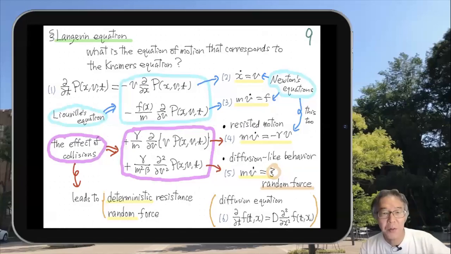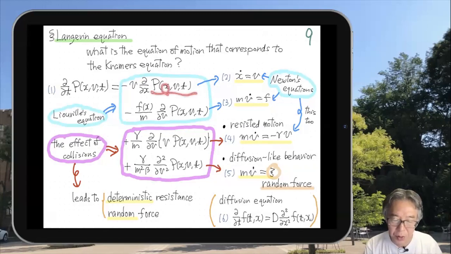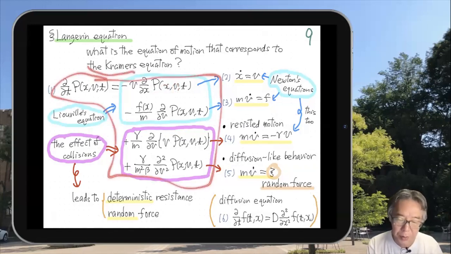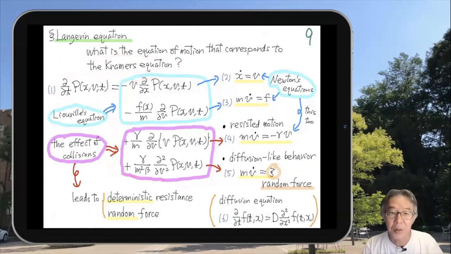In the previous video, we have seen that the probability density for the position and velocity of a Brownian particle is governed by this partial differential equation called the Kramers equation. Then the natural question is whether there is an equation of motion that corresponds to the Kramers equation, and the answer is yes, and it's called the Langevin equation. And so anyway, this is the Kramers equation.